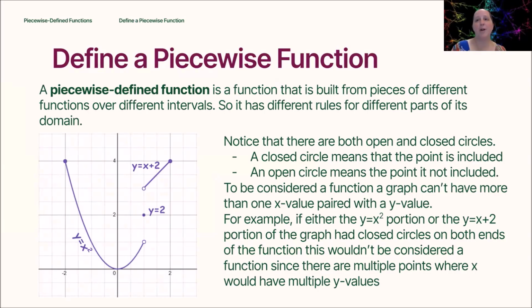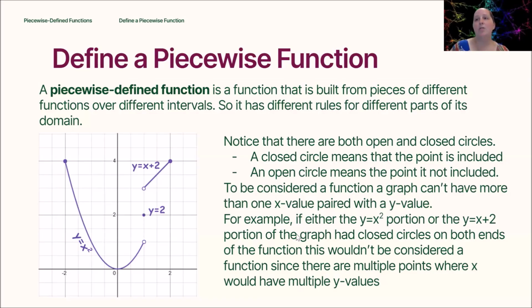To be considered a function, a graph can't have more than one y value paired with an x value. If you look at this graph right here, the bottom, y equals x squared, has an open circle, y equals 2 is a closed circle, and y equals x plus 2 is an open circle. This still remains a function. It's a piecewise function, but it still remains a function because each input has only one output.